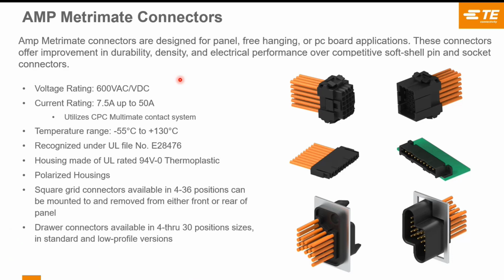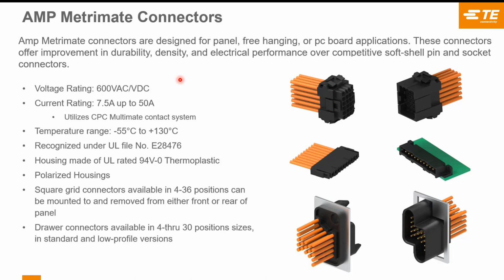Sure. So Metromate you can think of as a rectangular version of CPC. The contacts will be the same, so contact offerings are the same. The customer crimps it to a wire and inserts it into a housing. There are some board mount versions. We actually have a larger offering of board mount versions in Metromate than we have with CPC, so that is one advantage of these rectangular Metromates. We have some versions with a temperature range of up to 130 degrees, which is even beyond what we have in our standard CPC.